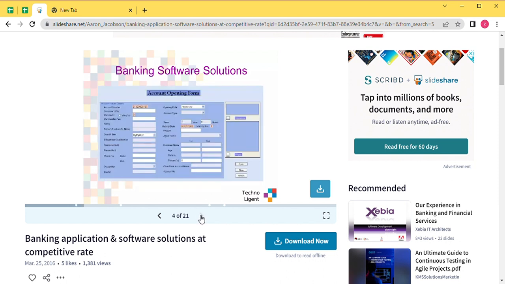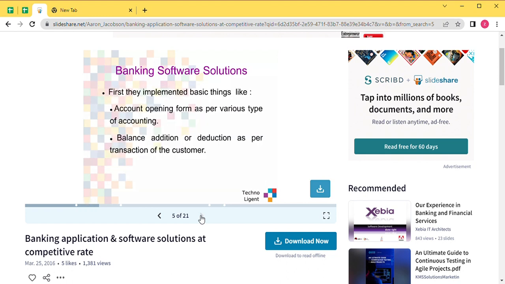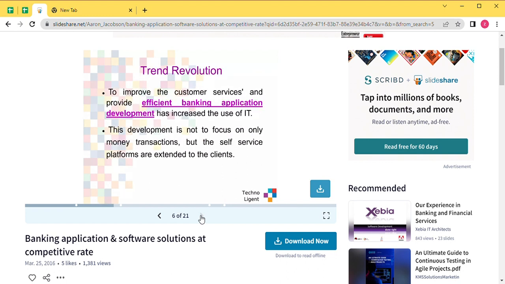Banking software solutions. First, they implemented basic things like account opening forms as per various types of accounts, and balance addition or deduction as per the transactions of the customer. Trend revelation: to improve customer services and provide efficient banking, application development has increased the use of IT.